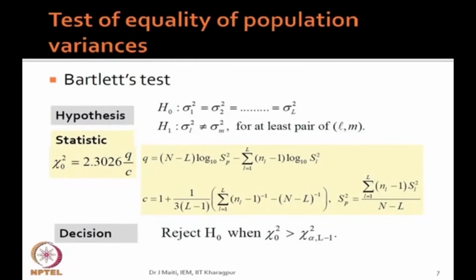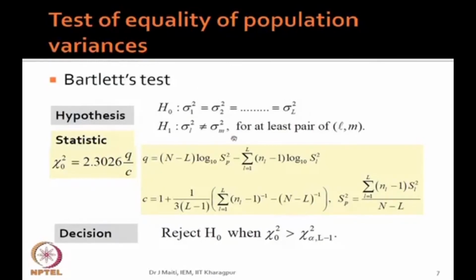So, for equality of population variances, you will use the Bartlett test. Now, see the format we have written here: hypothesis, statistic and decision, which you have seen earlier also. Now, what is our hypothesis? That there are no differences in the population variances, and the alternative hypothesis is that at least one pair of variances is different.